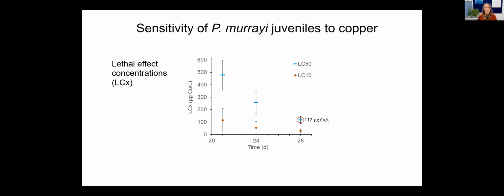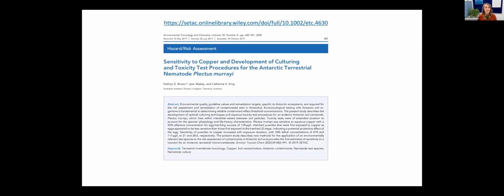Sensitivity increases with exposure time, and at 28 days, we see the same lethal effect from 117 micrograms per litre. A similar trend was seen for LC10 estimates, with a 28-day estimate of 30 micrograms per litre. And if you'd like to see more on the test development and copper toxicity, here's a link to a paper published in Environmental Toxicology and Chemistry.